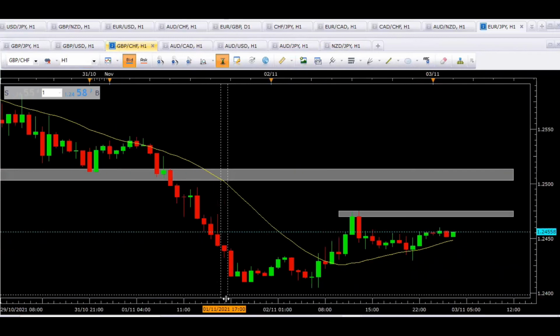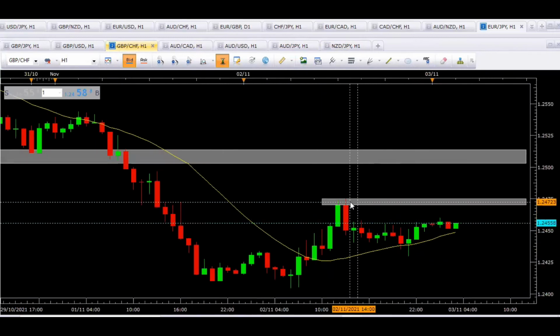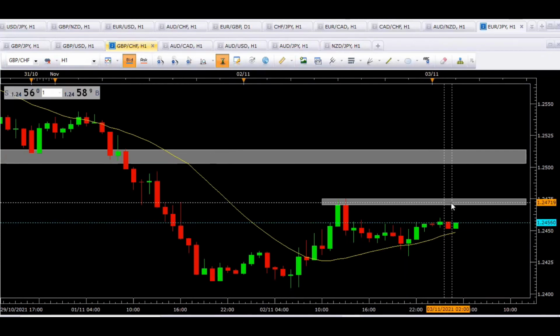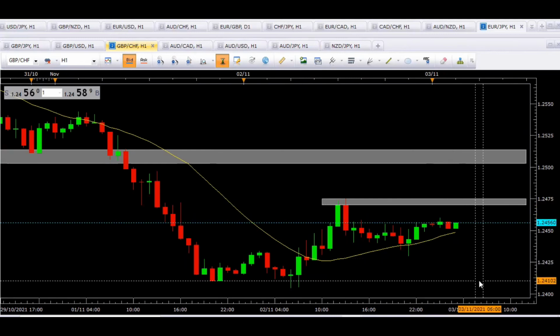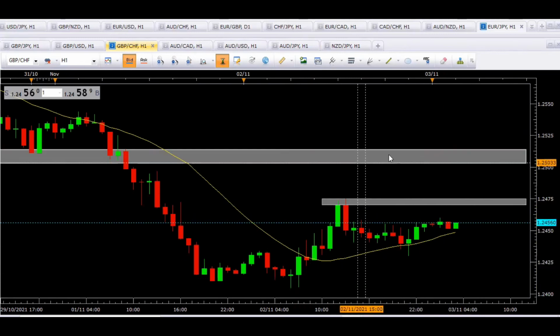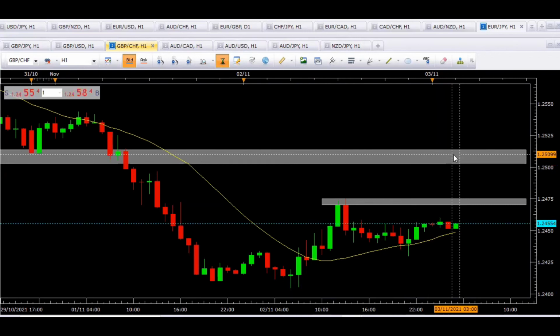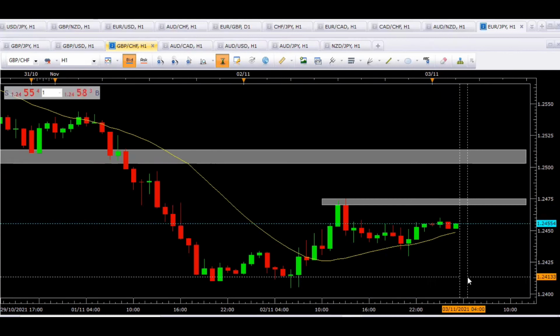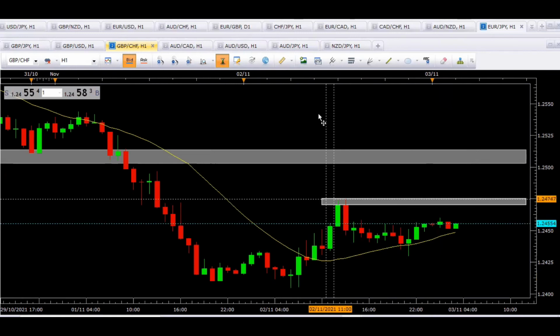If you remember from my yesterday's analysis, this grey zone here is now an area of interest. So if we see a bearish candlestick pattern here, I will look to take it down to the lows. Or if price retraces to this grey area, again, bearish candlestick pattern back down to the lows. All right, guys, so they're my trading ideas for today. Let's have a look at the news.